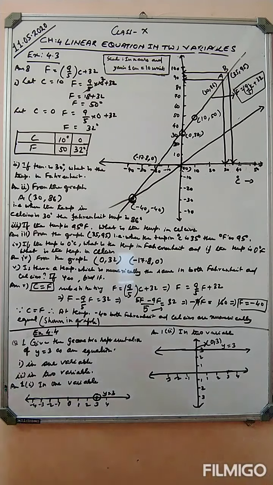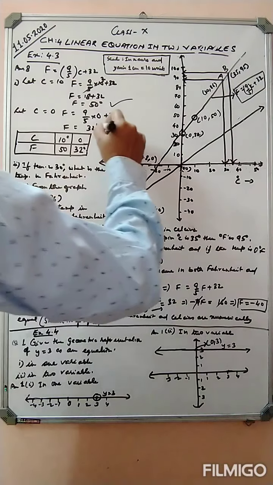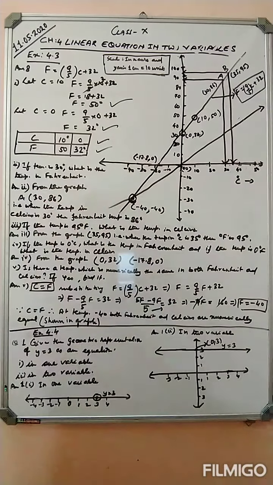Let C equal 10. So F = 9/5 into 10 plus 32. 5 into 10... 9 into 18, 18 plus 32 is 50 degrees. Similarly, let C equal 0. So F = 9/5 into 0 plus 32, that is F = 32. So here is the table I have made: C 10, F 50 and C 0, F 32. The same thing we'll plot in a graph.